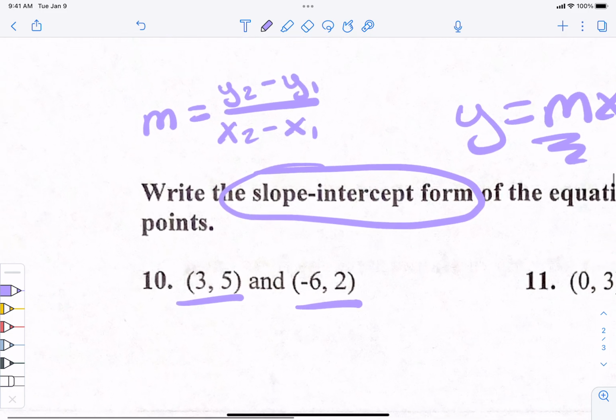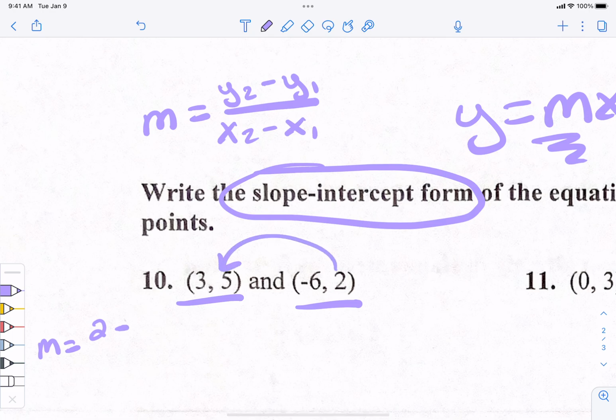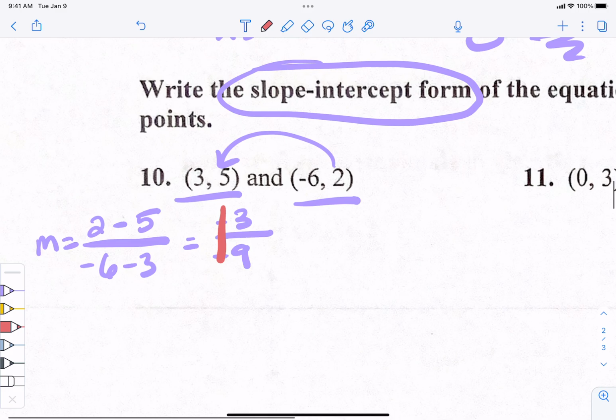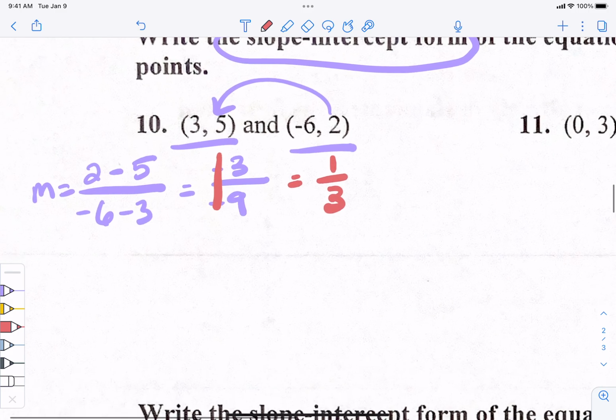Okay, let's do 10. What's y2? 2 minus 5 over negative 6 minus 3. Oh yeah, I remember doing this. Am I going too fast? 2 minus 5 is negative 3. What's negative 6 minus 3? Negative 9. Now, the negatives cancel, so that's positive 1/3. Okay, now what do I do?